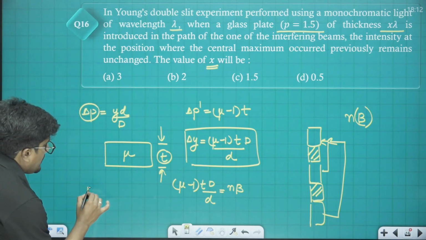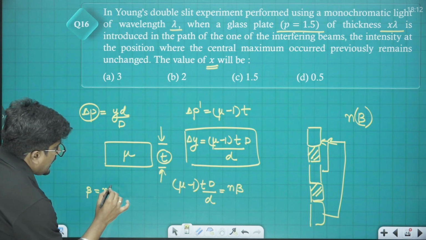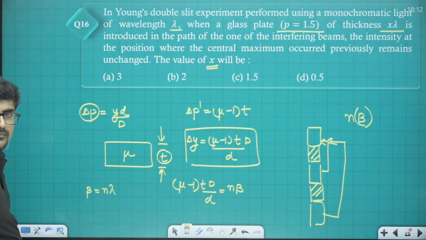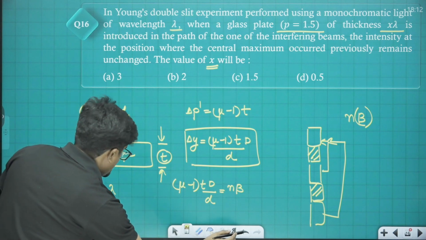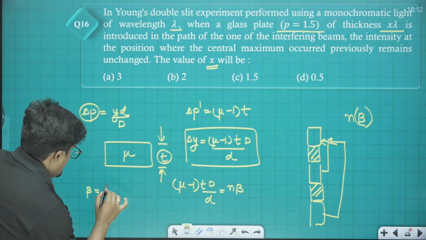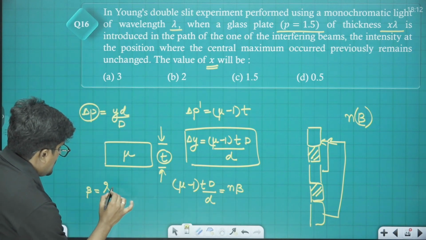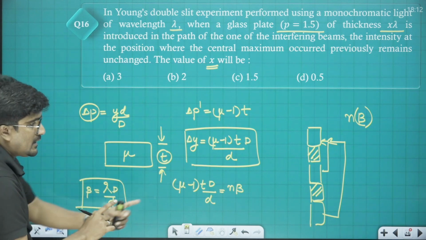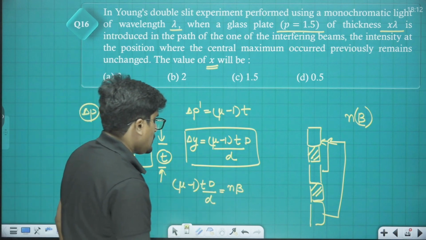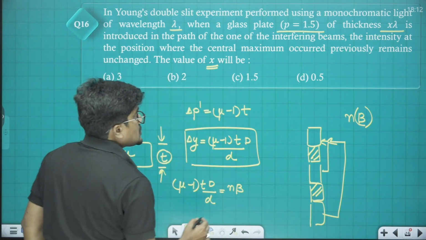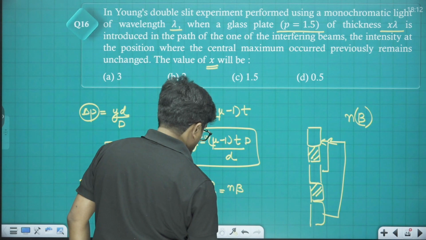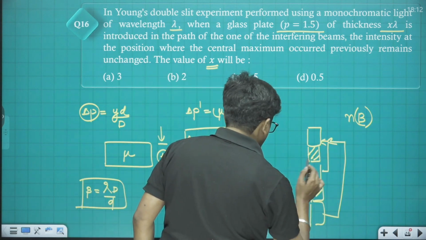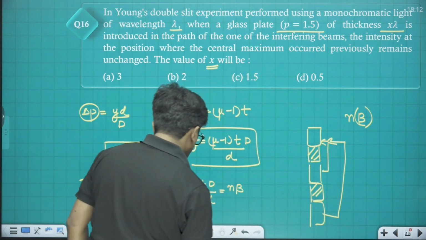We all know that beta needs to be what? Beta is lambda times capital D all divided by small letter d. So this is the expression for beta. Let me substitute that over here. So now I can say that, I'm removing this part, let it be there.